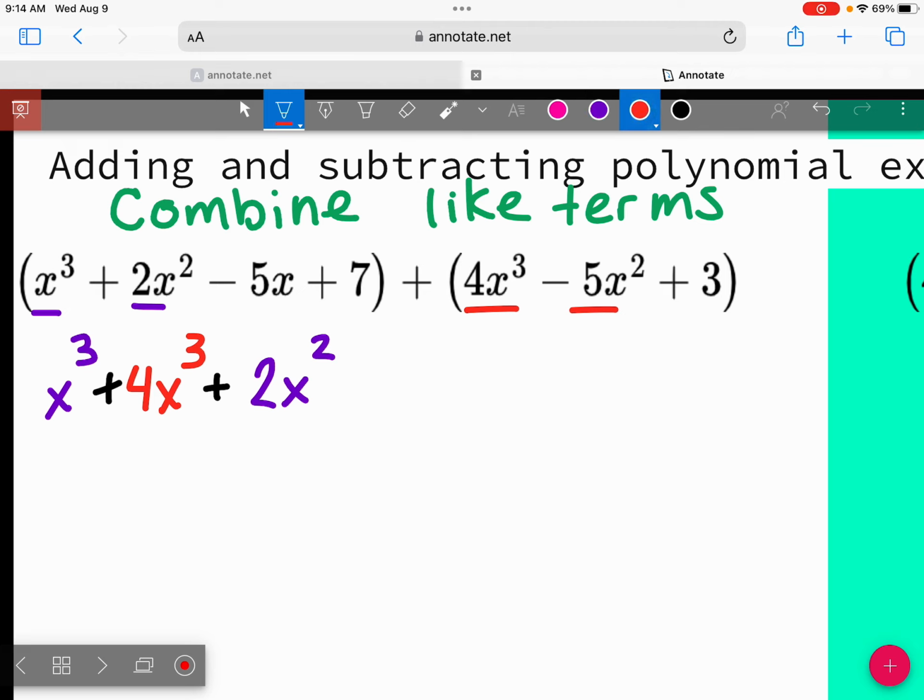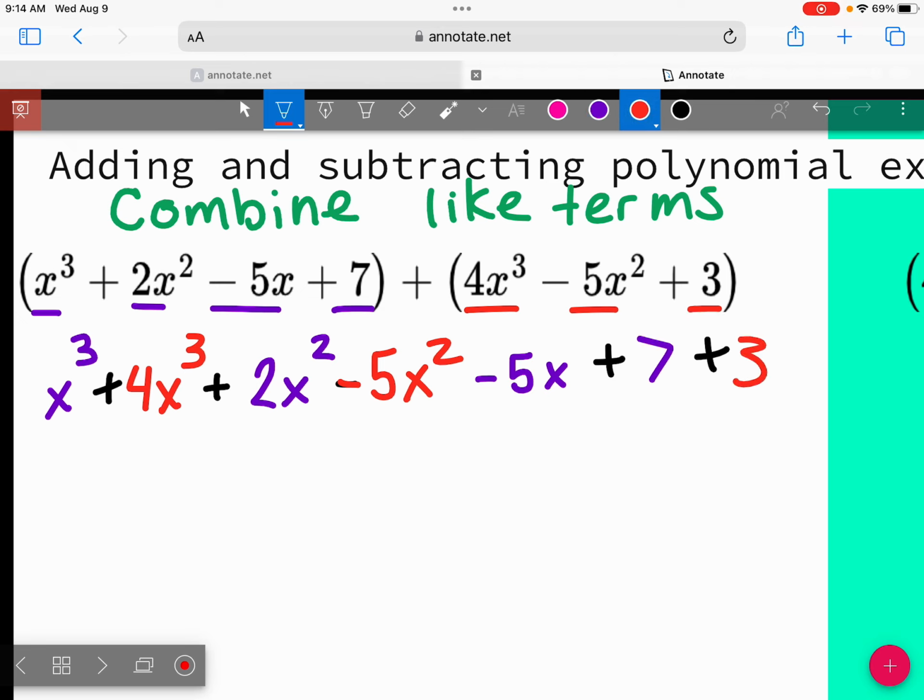I'm doing the left one in purple and the right one in this kind of reddy orange. Minus 5x squared, minus 5x, plus 7 plus 3. So it's the same 2 functions. I just smushed them together so that my cubes are next to each other, my squares are next to each other, and my numbers are next to each other.